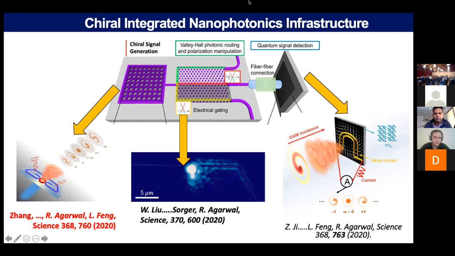More questions? Questions from the audience? Hi, thanks for the nice talk. One question: what is limiting the propagation length here along these channels? I see roughly 10 microns.